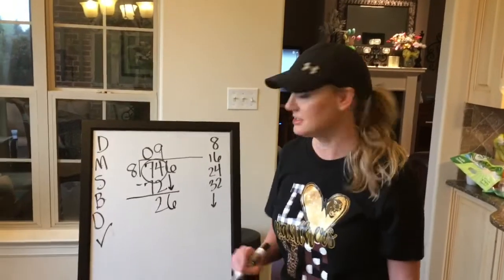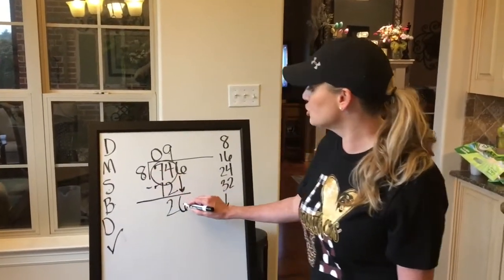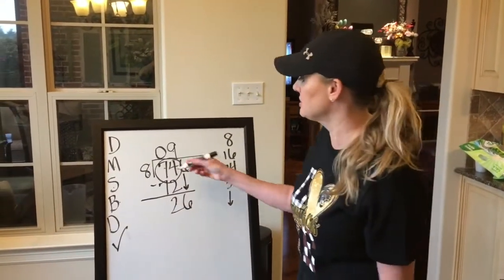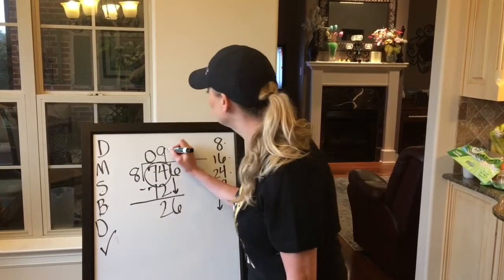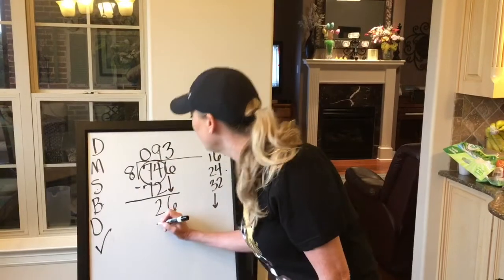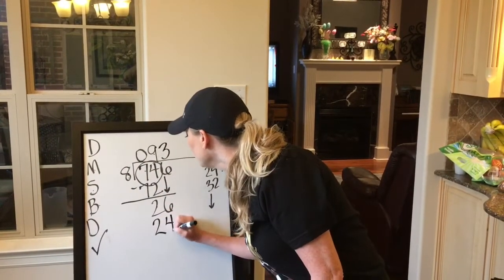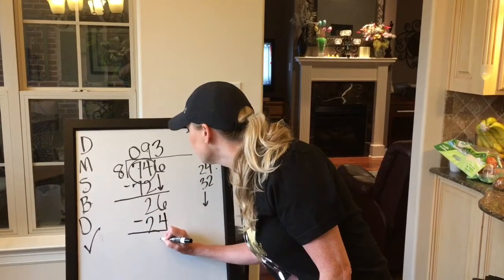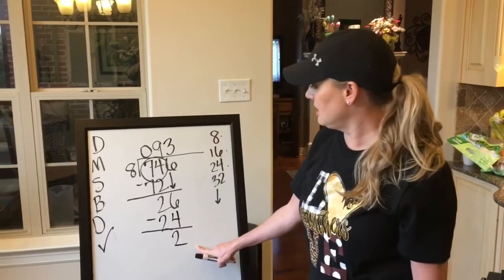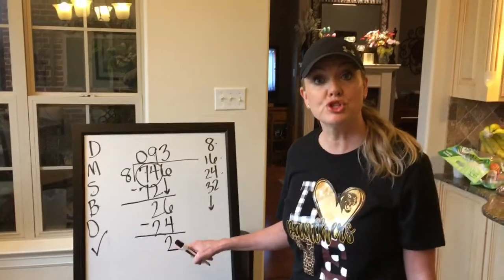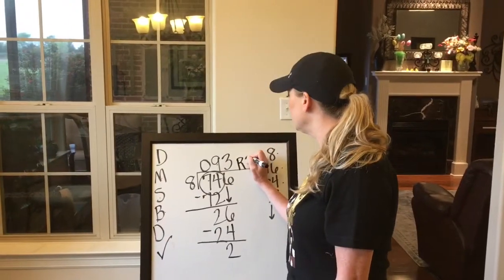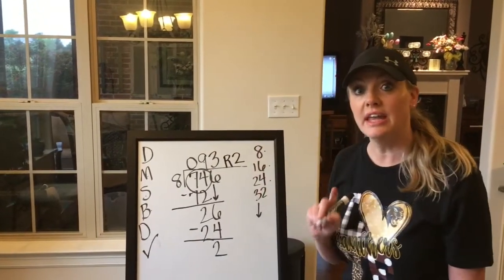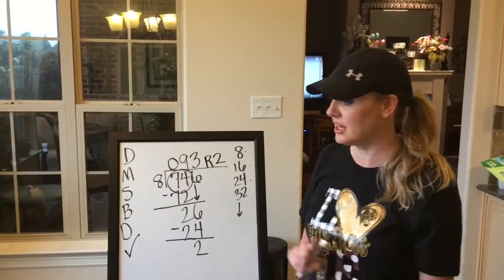That's a 6. 8 can go into 26 how many times? 1, 2, 3. 3 times 8 is 24. I subtract. There are no other numbers to bring down. So my remainder is 2. Now, don't forget your rechecks today. I want you to do about 4 or 5 of these.